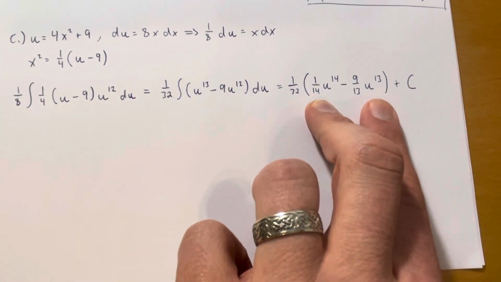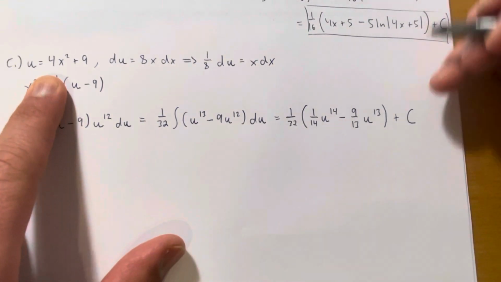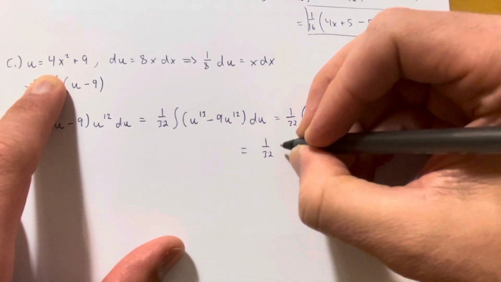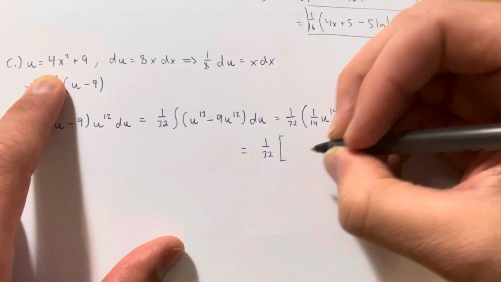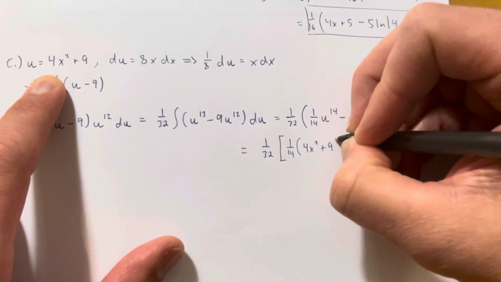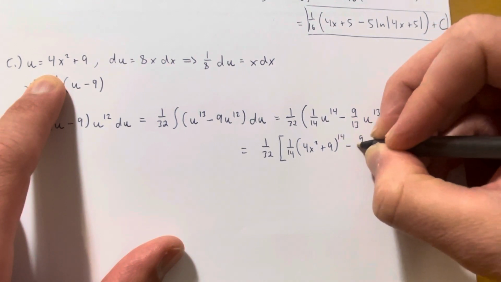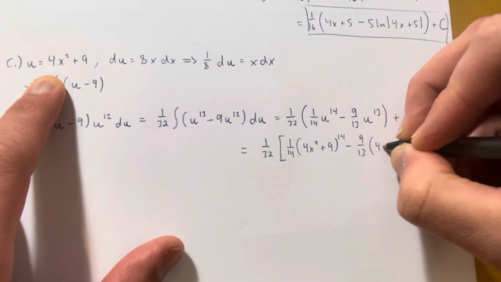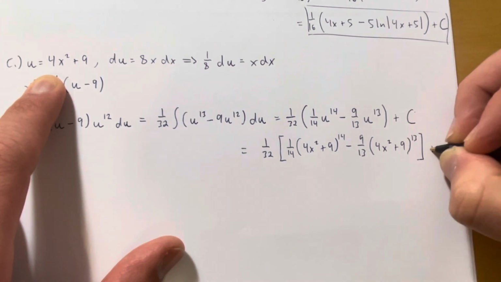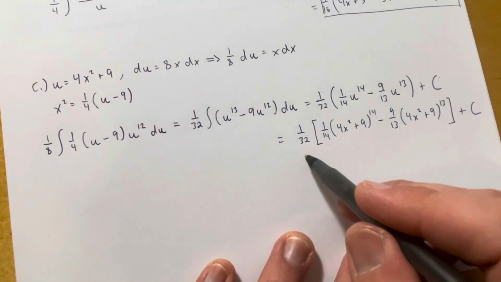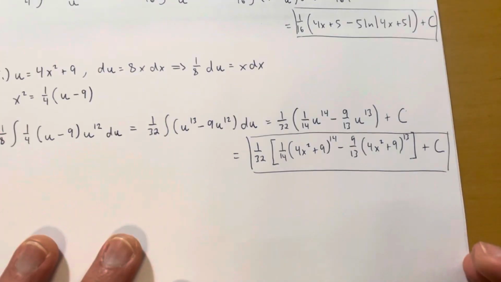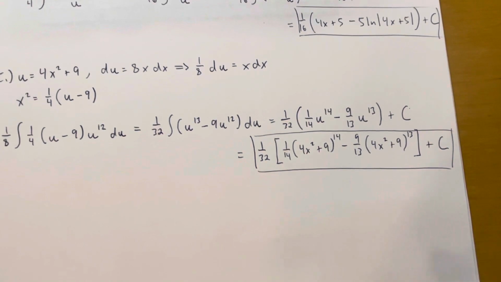And then finally, you know what the last step is. Take any u's in this expression, replace them with this expression in terms of x. So this is equal to 1/32 times 1/14 times 4x squared plus 9 to the 14th power minus 9/13 times 4x squared plus 9 to the 13th power, and then out here plus c. Again, it might throw you a little bit to see how complicated our answer looks, but that is very typical of this type of integration problem.